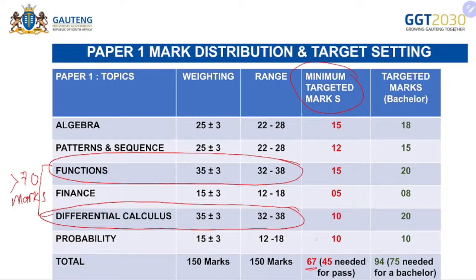Right, if you are gunning for a bachelor pass, your targets can be as follows. For algebra, it's 18. For patterns and sequence, it's 15, and so on. Now, if you check, you only need 75 marks for you to get that bachelor pass. Remember, you'd get it in conjunction with other subjects. You don't just get these marks only in maths; with other subjects as well, you are going to get your bachelor pass if you ensure that you get a minimum of 75 marks per paper in mathematics.